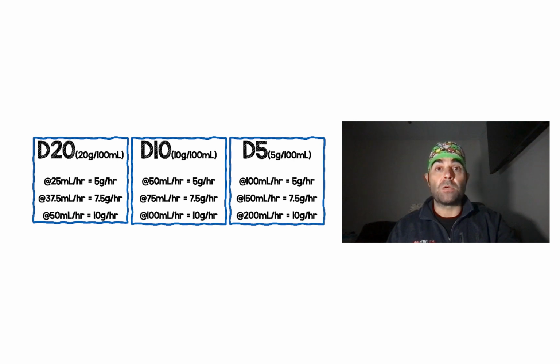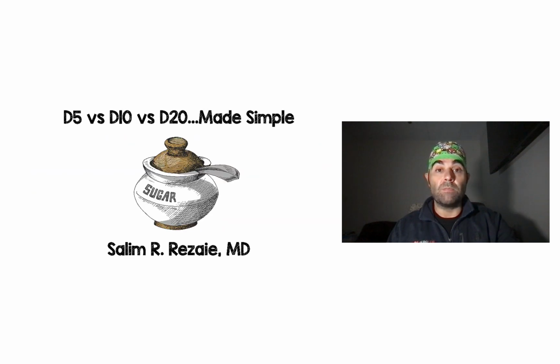I recently published a Rebel review card. It was Rebel Review number 107 on the Rebel EM website. That is exactly this slide right here. And it tells you exactly, so you don't have to crunch any numbers. If you're having to give your patient D5, D10, or D20, you know exactly how much glucose you're giving them depending on the rate that you're running the fluid.